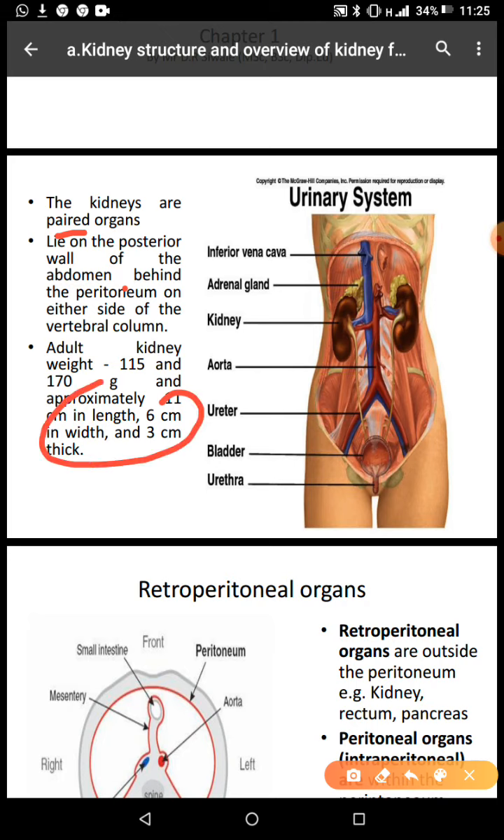And these are the dimensions, approximately 11 by 6 by 3 centimeters. The key word here is that the kidney is behind the peritoneum. So we can call the kidney a retroperitoneal organ. It's a retroperitoneal organ. It's not found within the peritoneum.